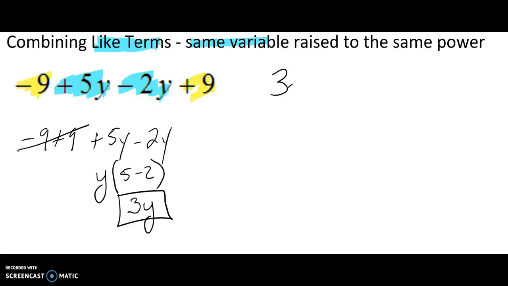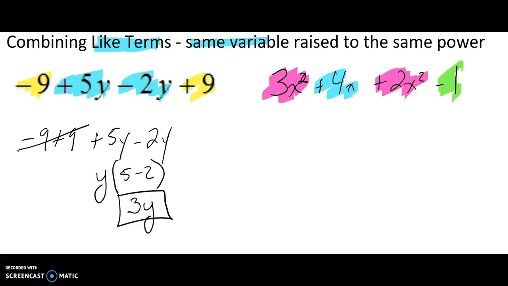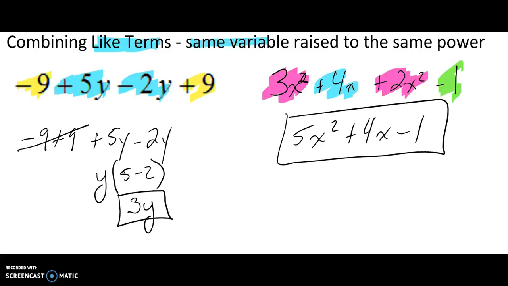If you have something like this, 3x squared plus 4x plus 2x squared minus 1, the like terms are the same variable, x, raised to the same power. So 3x squared and positive 2x squared are like terms. Positive 4x is all by itself, -1 is by itself. So when I combine those, 3x squared plus 2x squared is 5x squared plus 4x minus 1. Okay? So don't get confused. We can't combine the x squared and the x because they're not like terms.